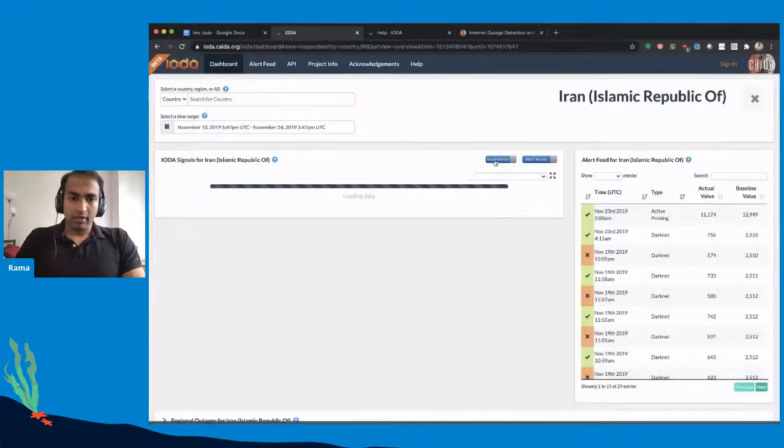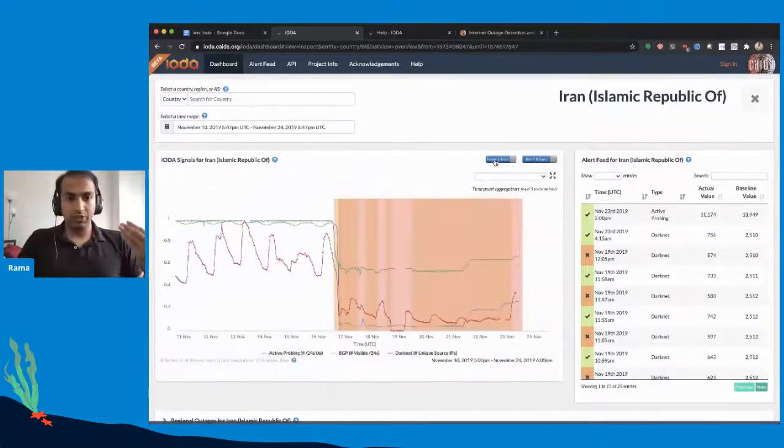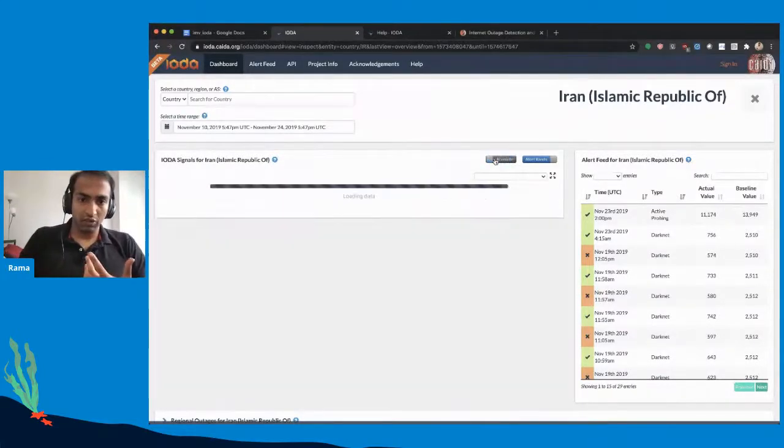And so here, recall that all of these signals were normalized between 0 and 1. But if we actually want to get a sense for the raw count of the IP addresses that are actually reaching the darknet, you just turn off this normalized and see the absolute values.